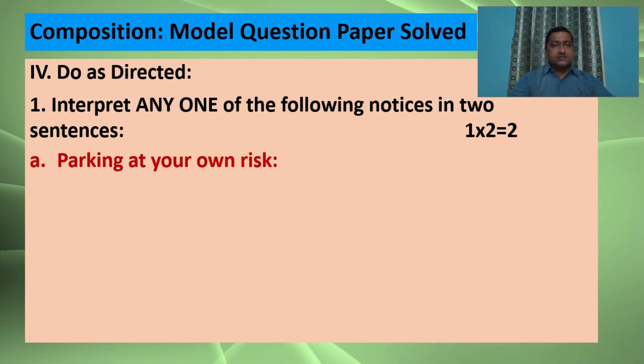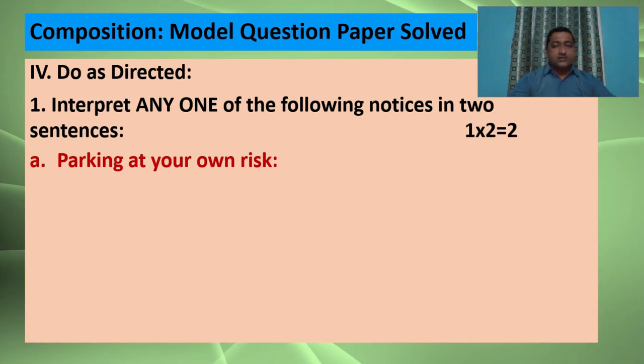Look at the first example, parking at your own risk. While discussing the video on interpretation of notices, we said that in the first sentence you should say what the notice tells, and in the second sentence you write where you find it. What and where are the 2 things that you have to answer in interpretation.